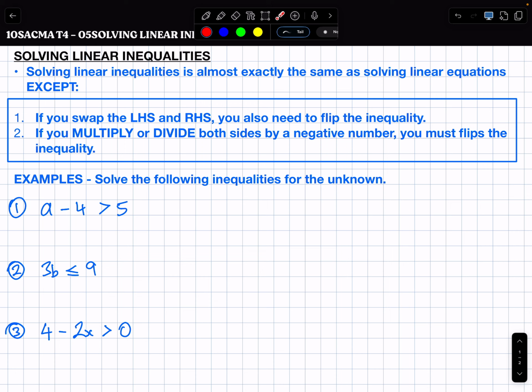I've shown you how to solve linear equations. Now you're going to solve linear inequalities. What is the only difference? There's only one difference when you're dealing with equations that look like this.